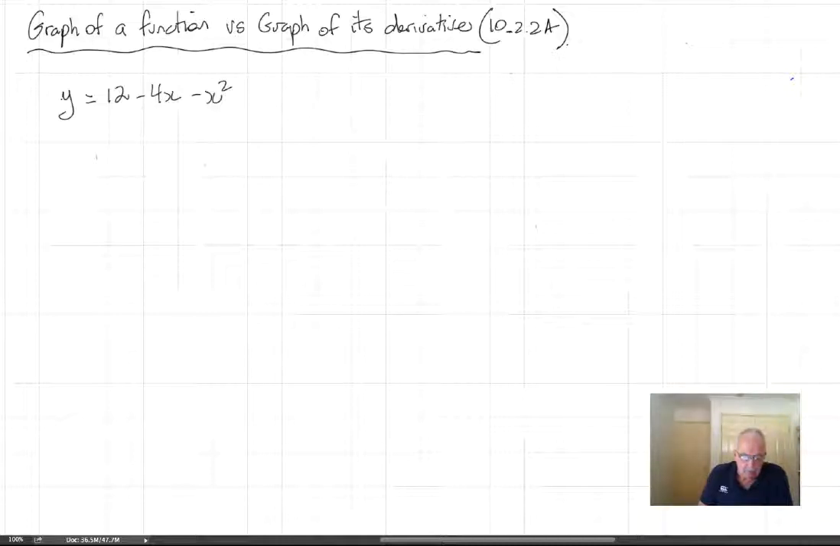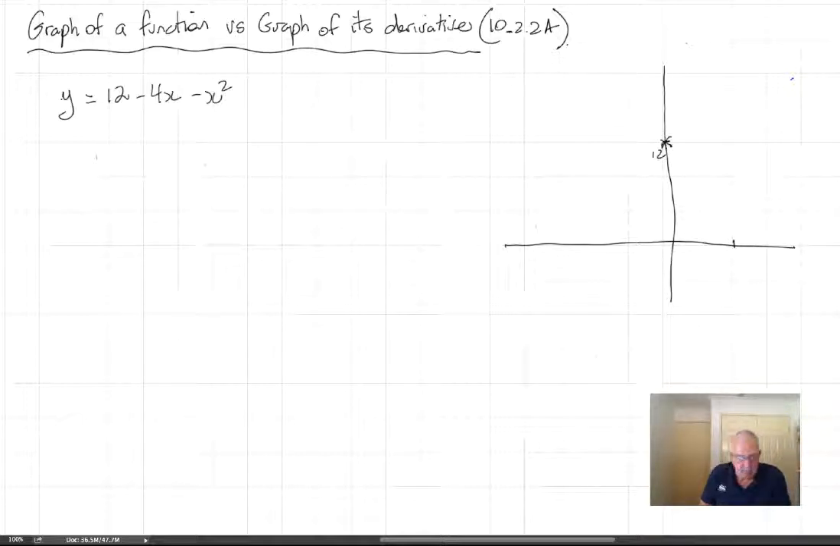We've got y equals 12 minus 4x minus x squared. And say you wanted to do a quick sketch of that, where you can see that when x equals 0, y equals 12, so it's going to cut at 12. So let's just draw up some axes here. So let's say that's the point 12. So we're going to go through there.